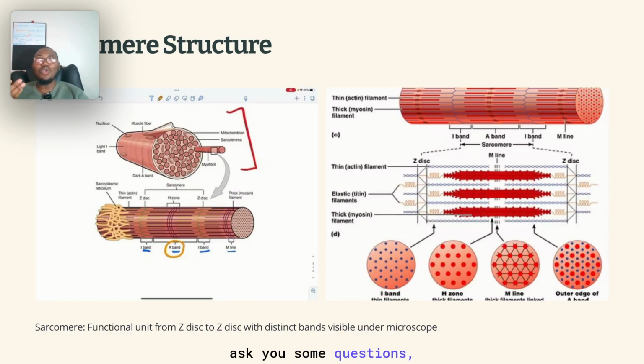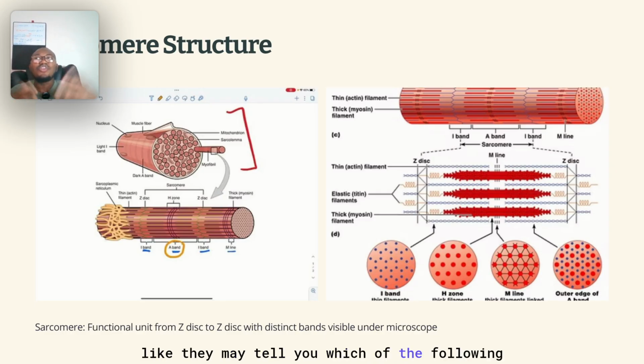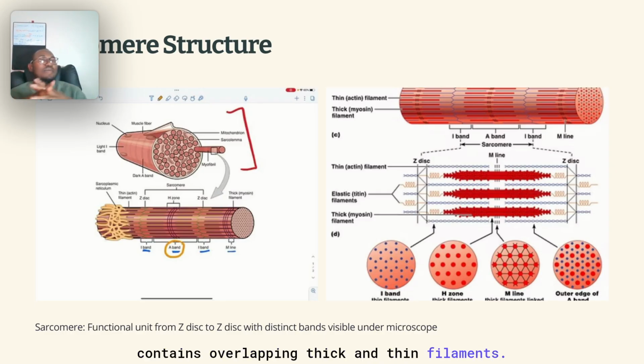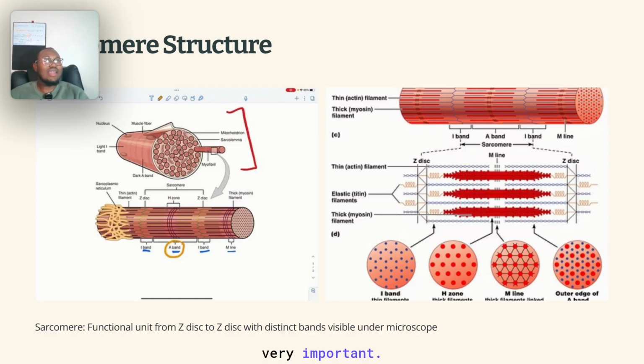Because they may ask you some questions, like which of the following contains overlapping thick and thin filaments. That overlap is known as what? The A band. Very, very important. That overlap is known as the A band. This is the overlap here. It's known as the A band.